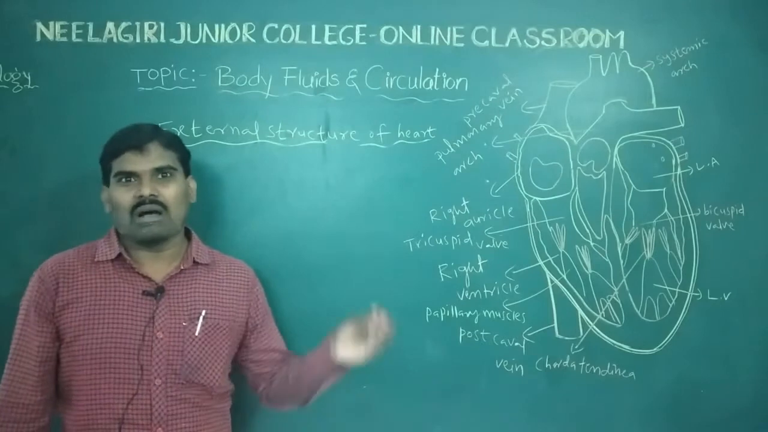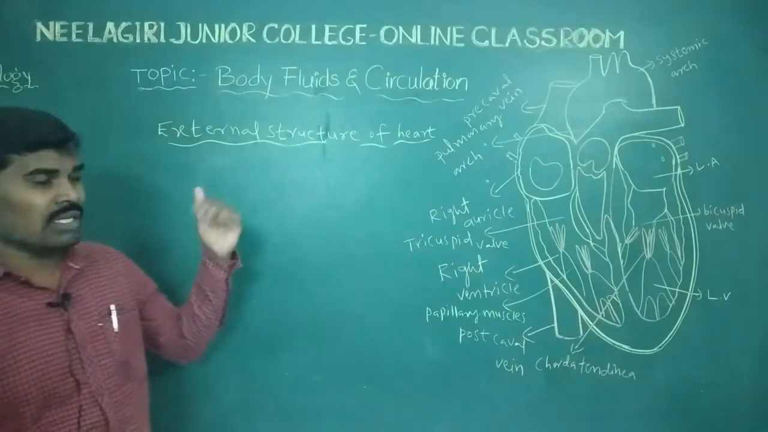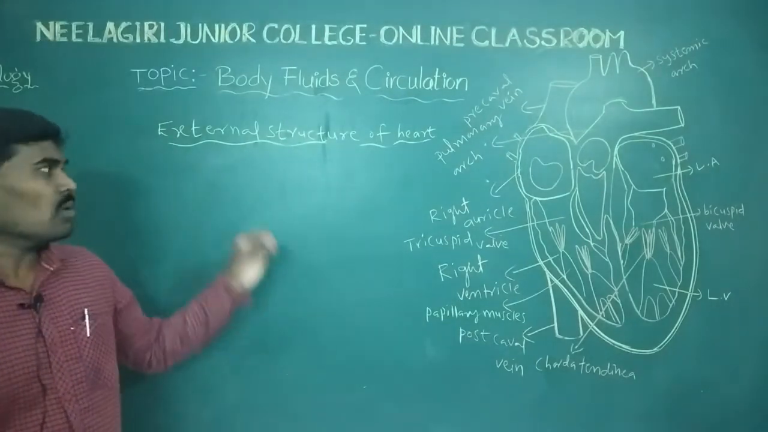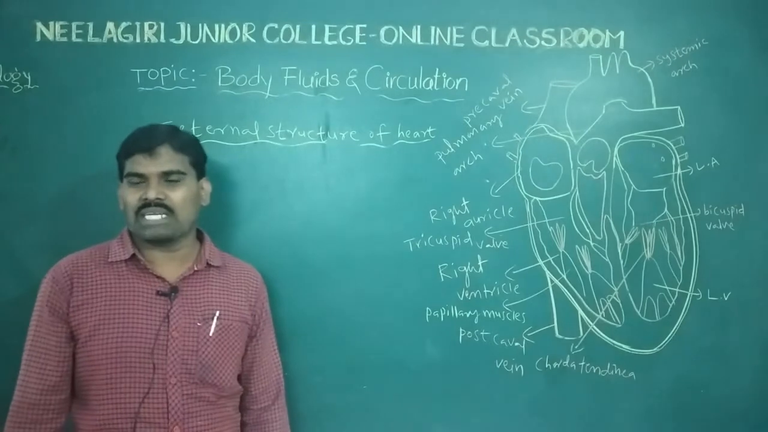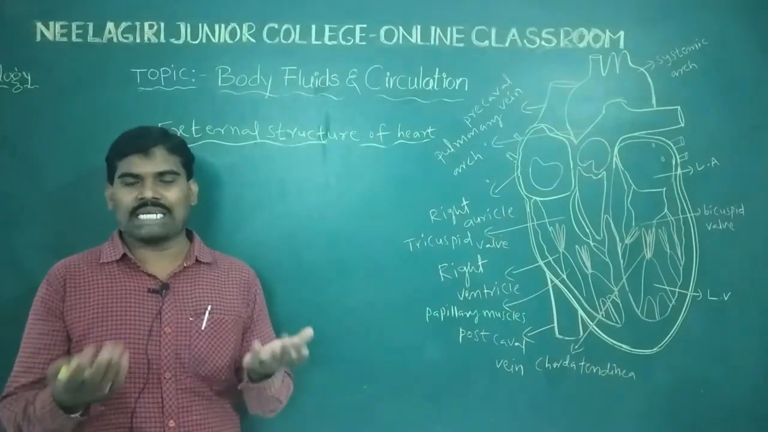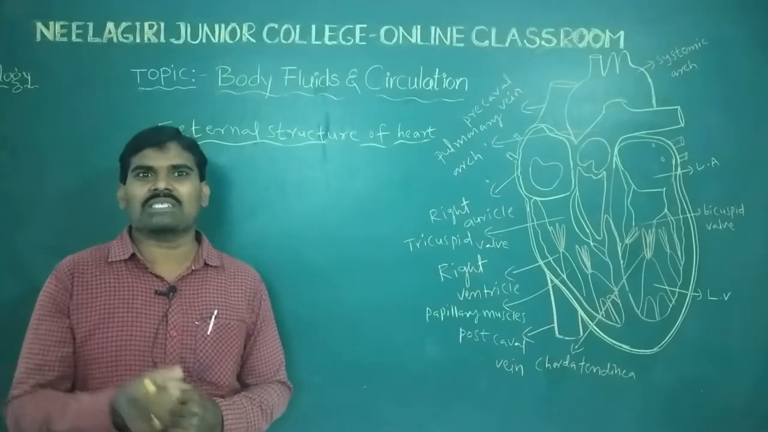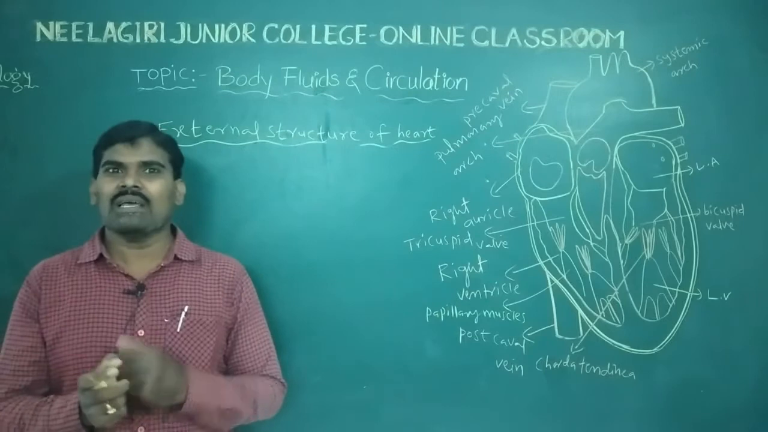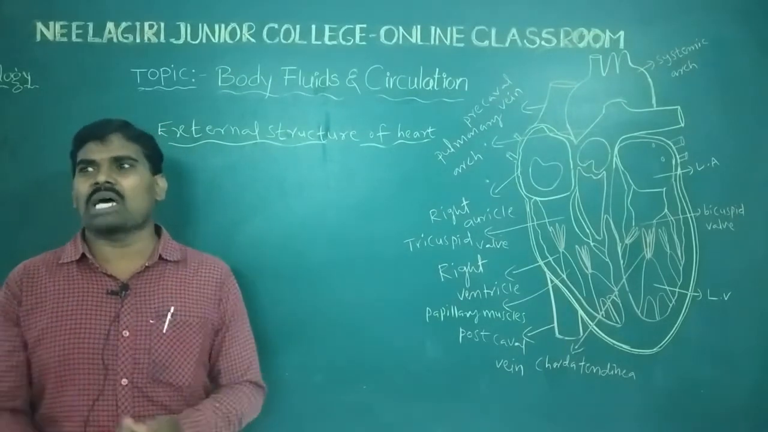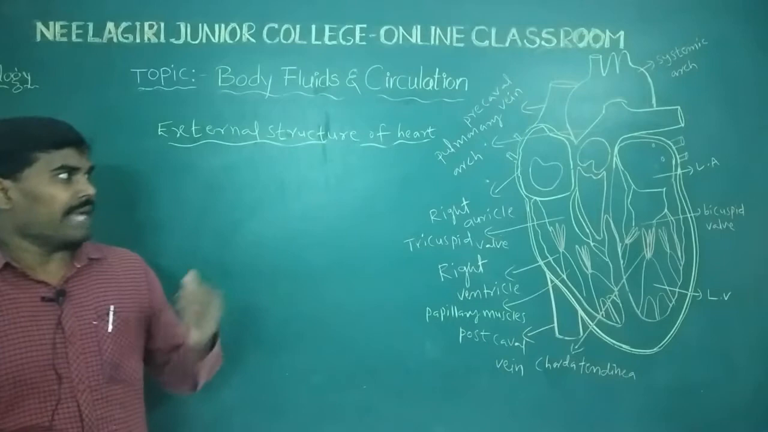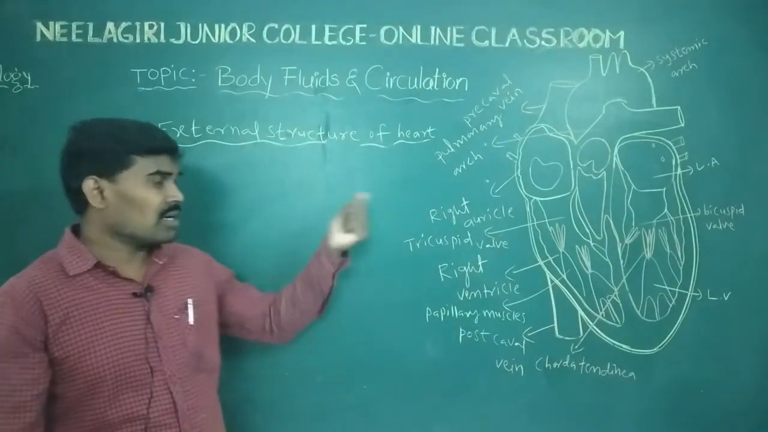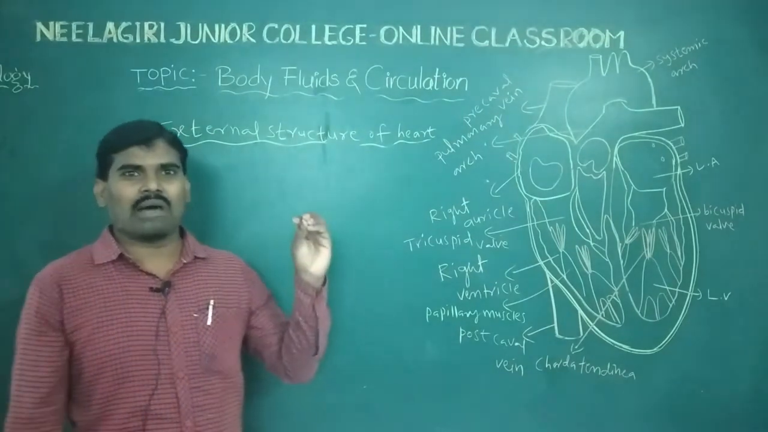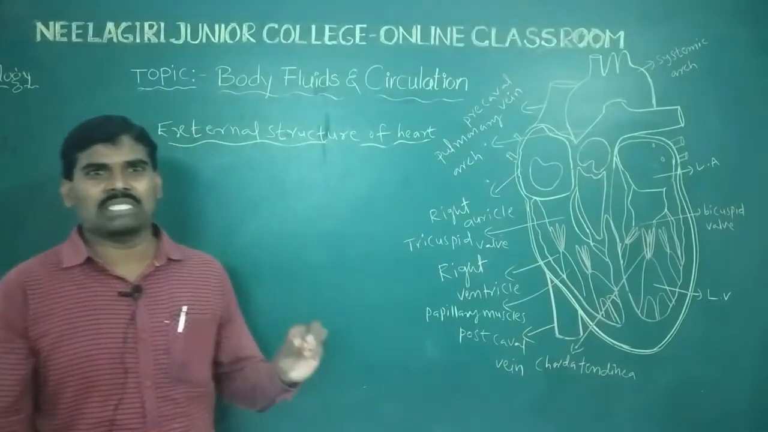The heart is muscular. The heart originates in the mesoderm layer. All types of muscles originate in the mesoderm layer, and all nerve cells originate in the ectoderm layer. So the heart is made of muscles, and muscles originate in the mesoderm layer. Therefore the heart originates in the mesoderm layer.